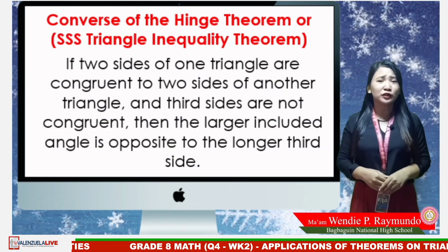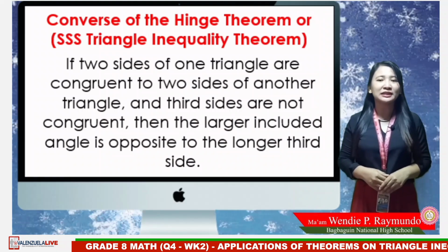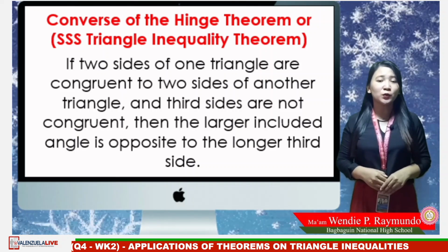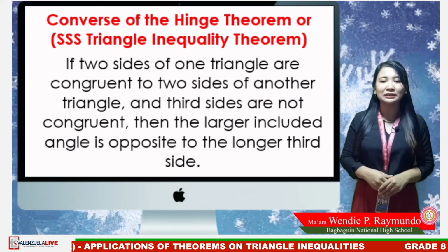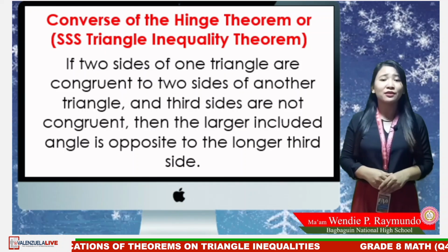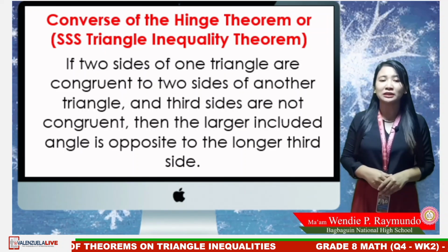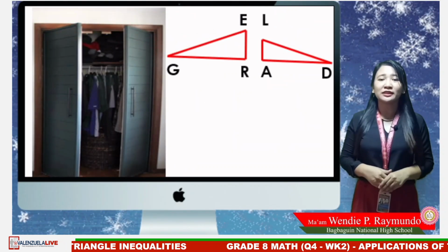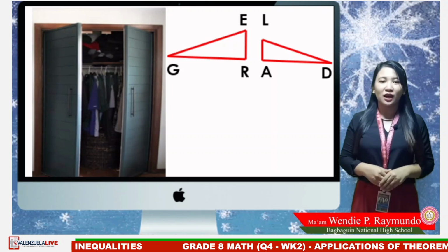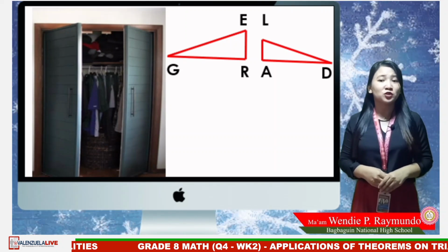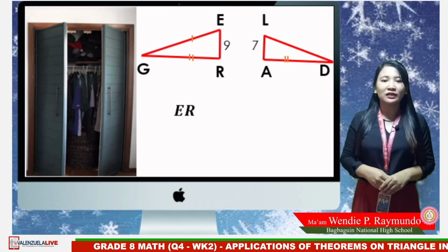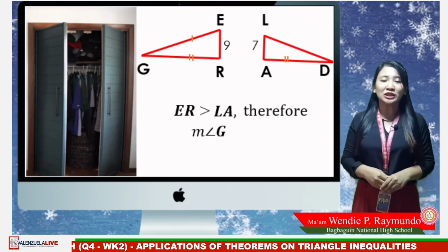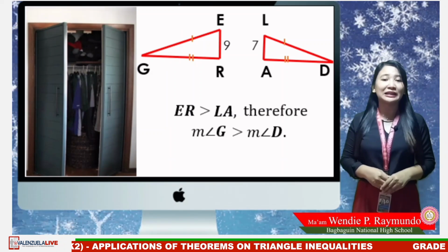Now let us recall the converse of the hinge theorem or the SSS triangle inequality theorem. If two sides of one triangle are congruent to two sides of another triangle, and the third sides are not congruent, then the larger included angle is opposite to the longer third side. The triangles are named GER and ALD. Based on the given triangles, side ER is greater than side LA. Therefore, the measure of angle G is greater than the measure of angle D.